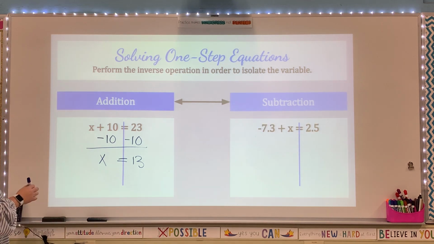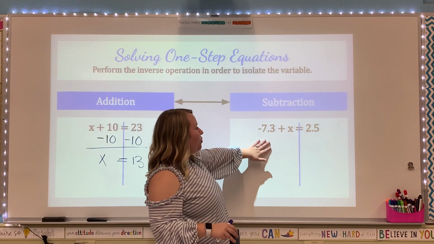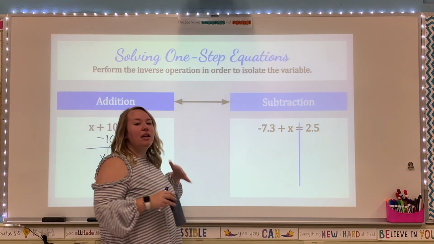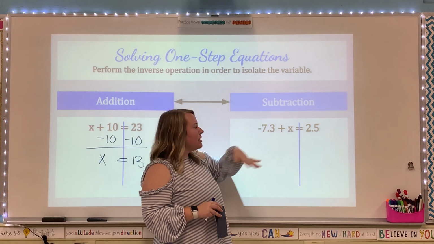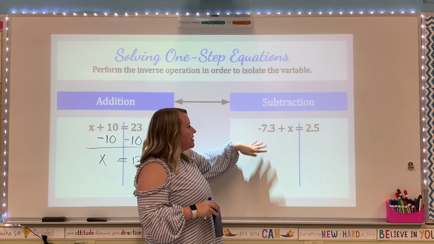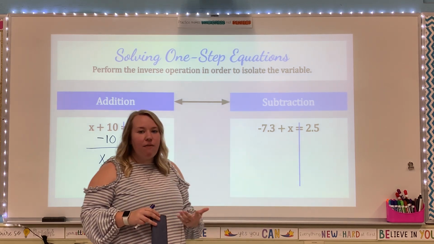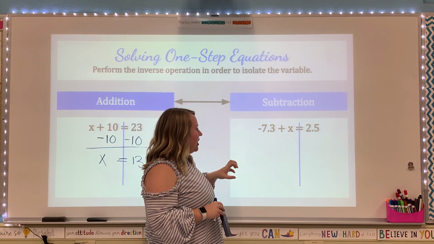So we have negative 7.3 plus x is equal to 2.5. To solve this, we have to again find our variable, which is x, and then our number. So I have a negative 7.3. Therefore, to solve, I need to get rid of my negative 7.3.